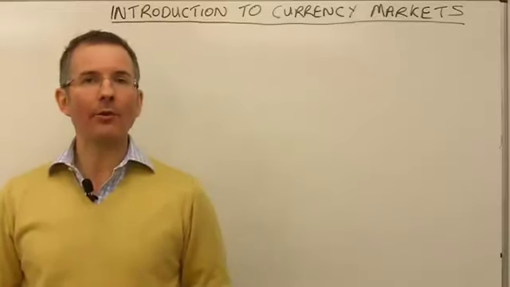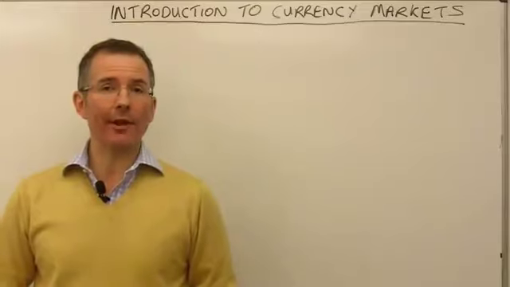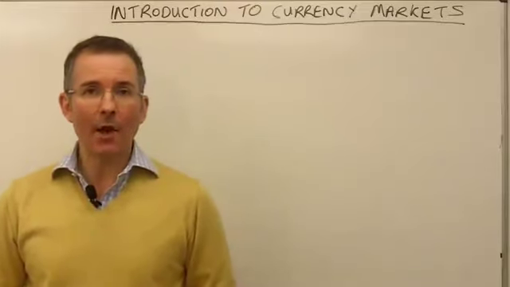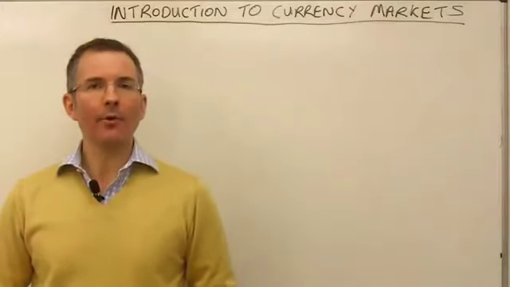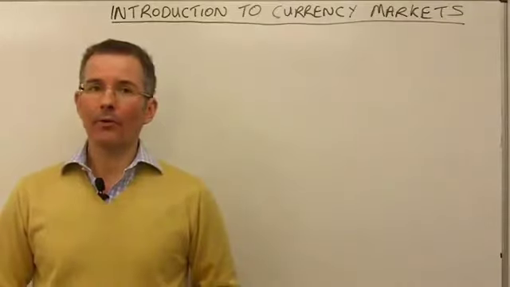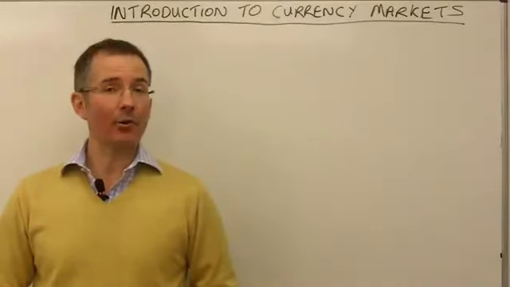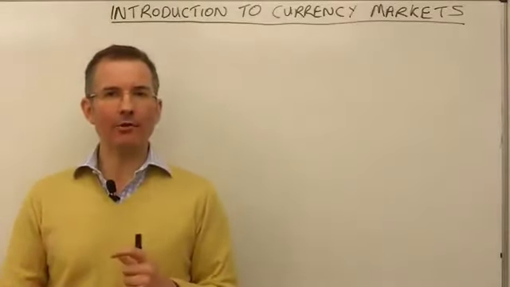Lots of talk around about a possible crisis in the Eurozone, quantitative easing in the US and the UK, so lots of focus on currency markets in general. So, today's video, what are currency markets all about? What does a typical currency pair, as it's called, look like? And what are the key influences that will affect an exchange rate?